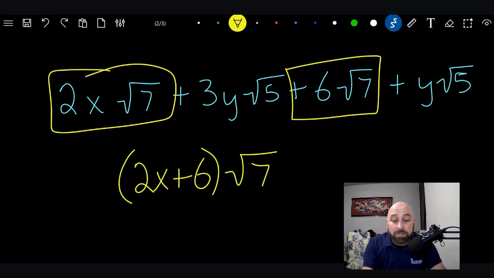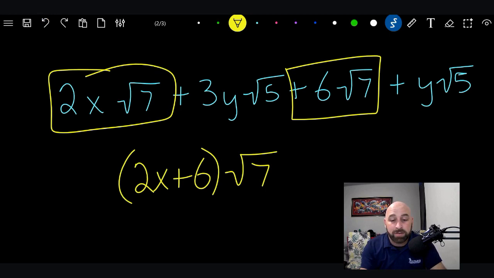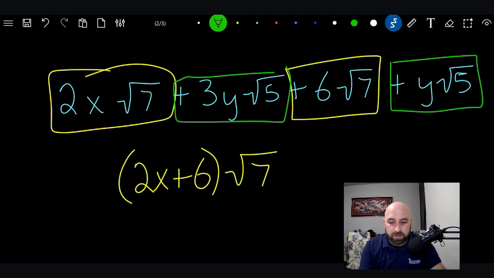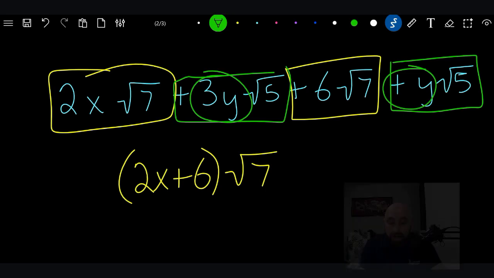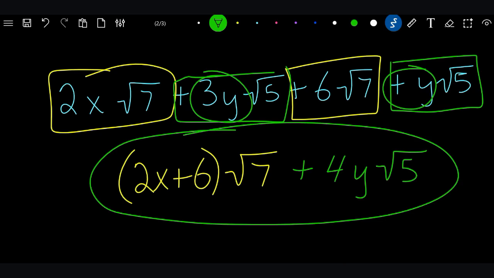I can combine the square roots of 7, and that's why we only have one square root of 7, but we can't combine the 2x and the 6. Then we would come over here to these ones, and these ones are also like terms. So this one's different. I have 3y plus y. Those are like terms. I can combine those for a plus 4y square root of 5. This would be my answer. That's as simple as I can get that.